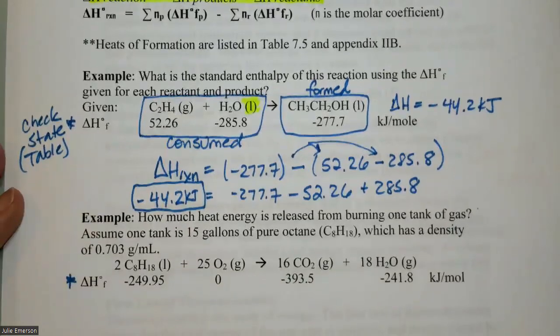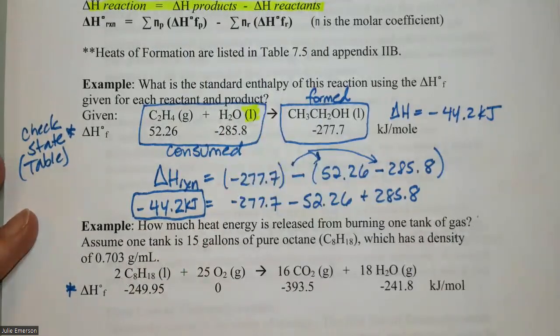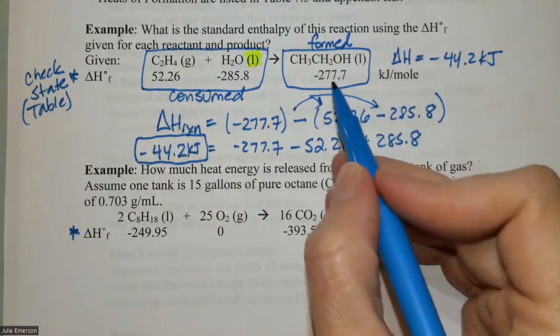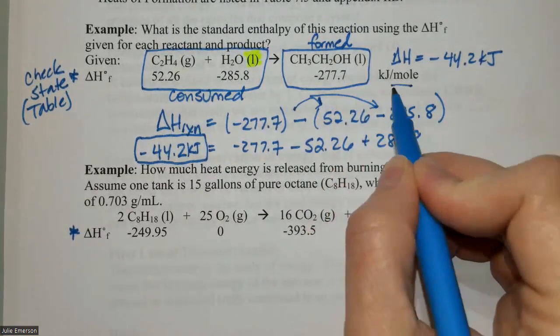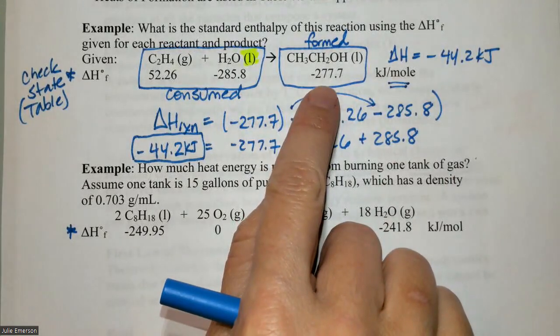All right, so let's try another one where now it's going to come into play that we have to talk about n. N just means moles. And what you'll notice is the heat of formation is per mole. So for 1 mole of ethanol, 277.7.